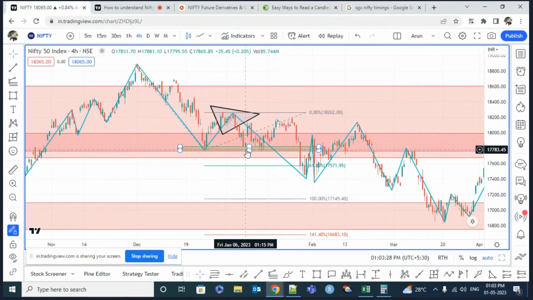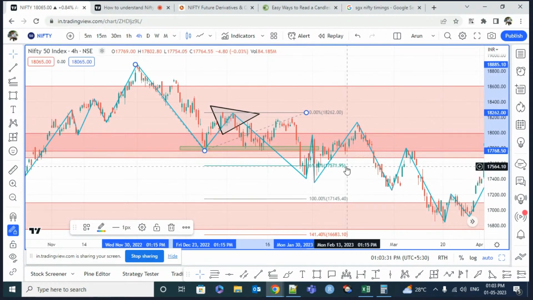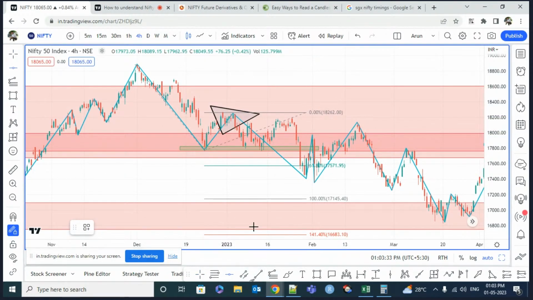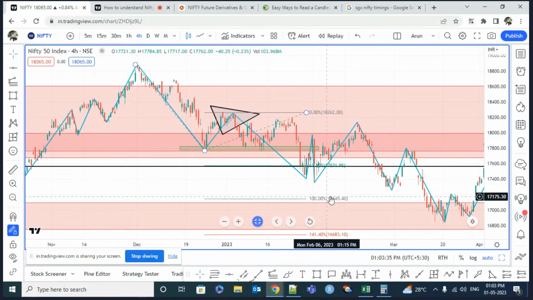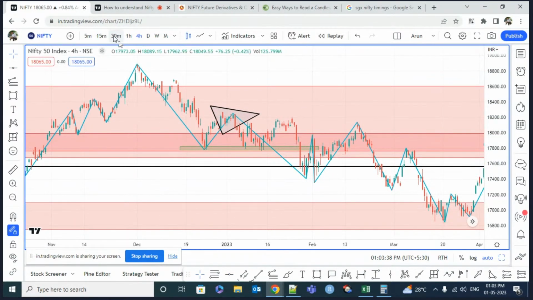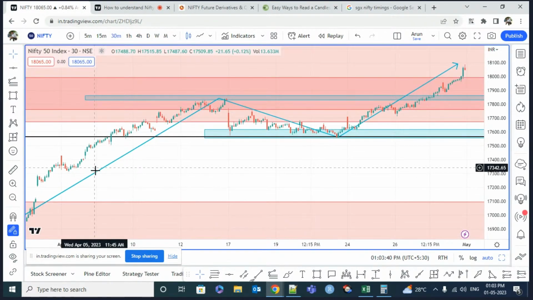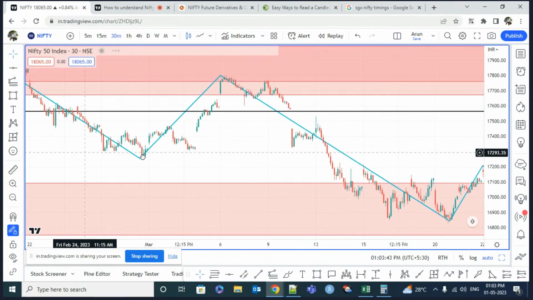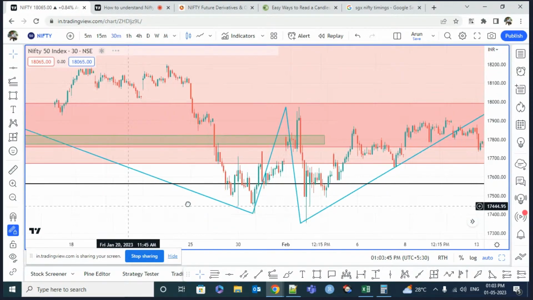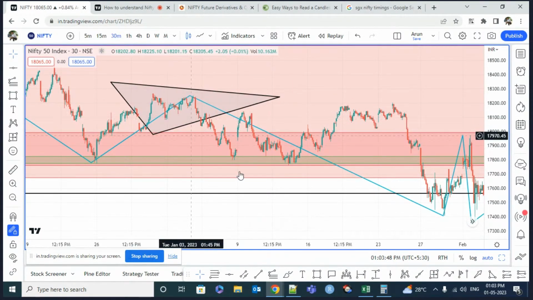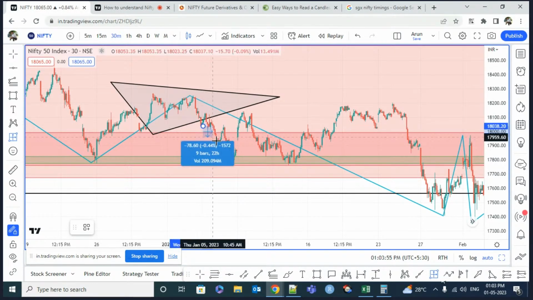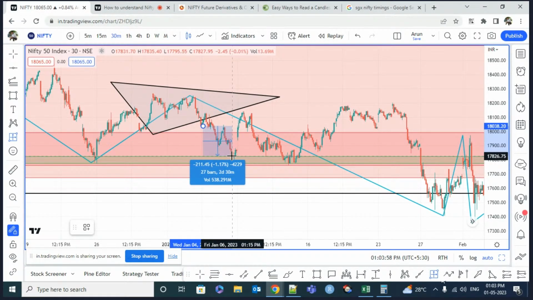Assuming if you had planned it till here or here, again let me draw this one. This is my first target here. Fine. So let's go to 30 minutes. Now here, after the double top neckline break here, this would be our entry point. So this would be my target. So 211 points. It took 27 bars of 30 minutes.